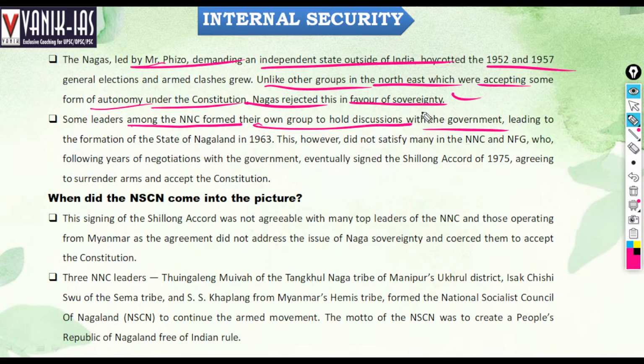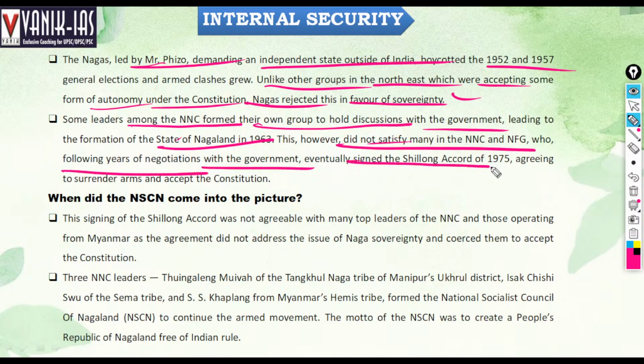Some leaders of the Naga National Council, the NNC, formed their own group to hold discussions with the government, leading to the formation of the state of Nagaland in 1963. This was, however, not satisfactory. Many NNC and NFG members, following years of negotiation with the government, eventually signed the Shillong Accord in 1975, agreeing to surrender arms and accept the Constitution. So in 1975, they surrendered and accepted the Constitution.